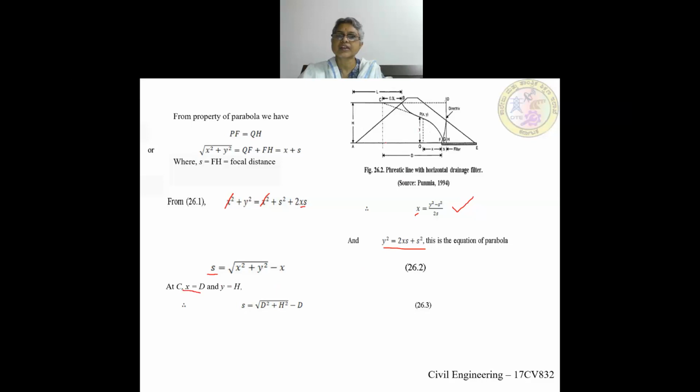This is x, the coordinate from the focus point. This is d, and this distance is h. This distance is h. So substituting at the point C, s is equal to root of x d square plus h square minus d.